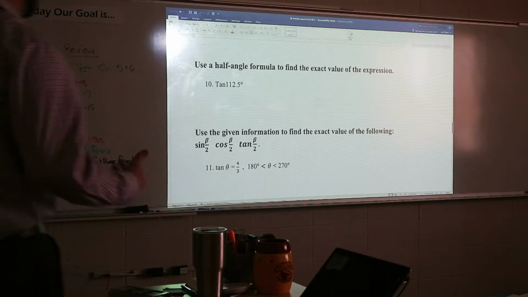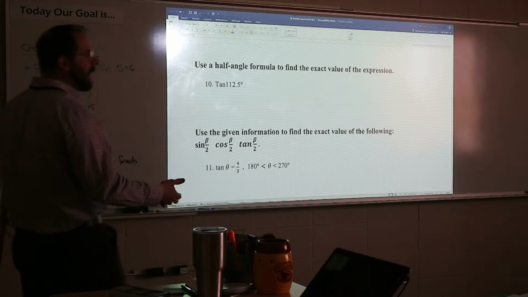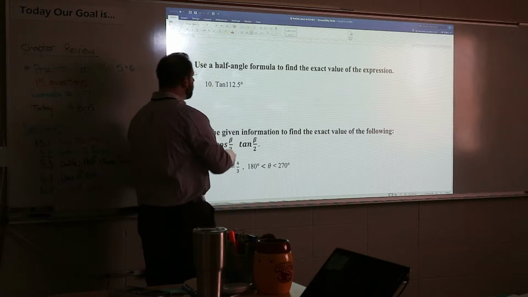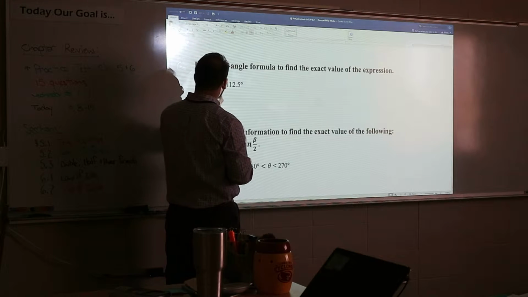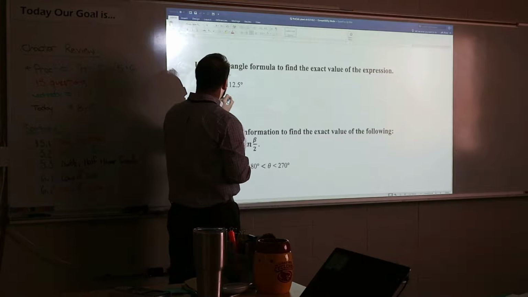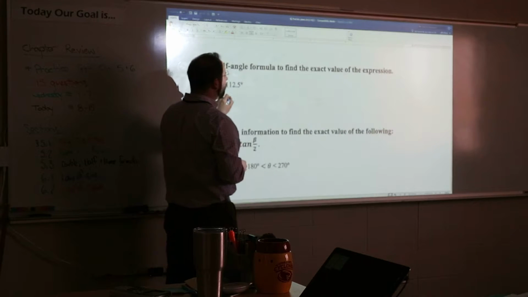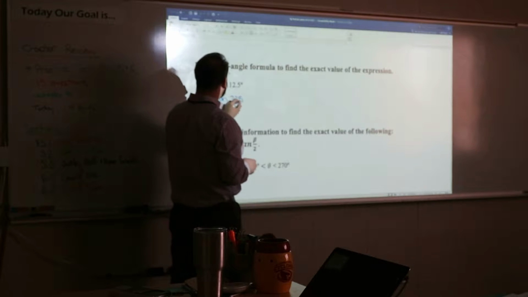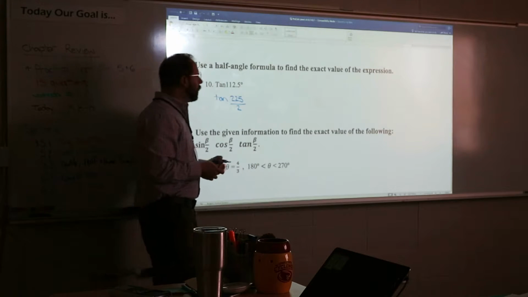Number 10, half angle formula. You have to figure out the exact answer of this. Well, this is going to be the tangent of 112.5. What is that half of? It's half of 225, because 225 divided by 2 is 112.5.